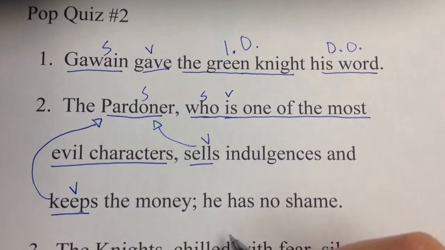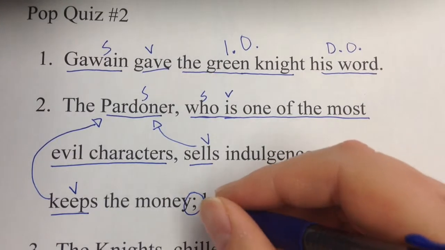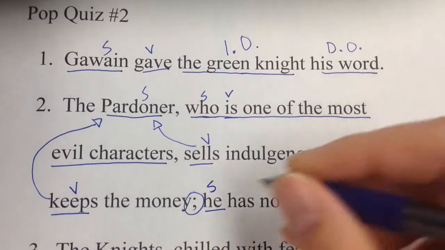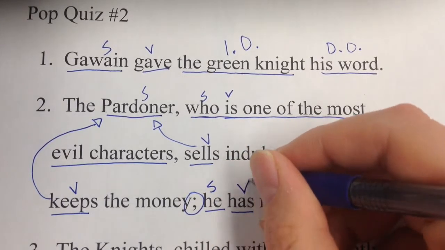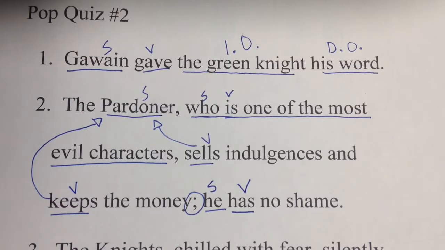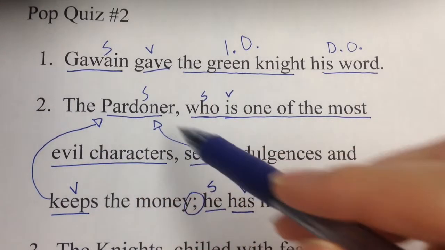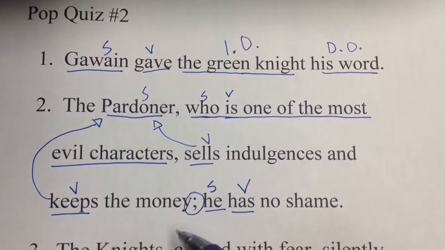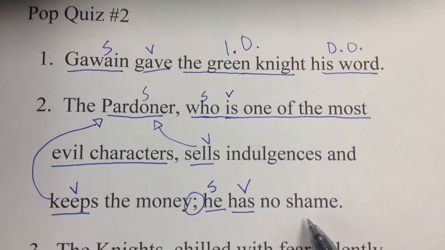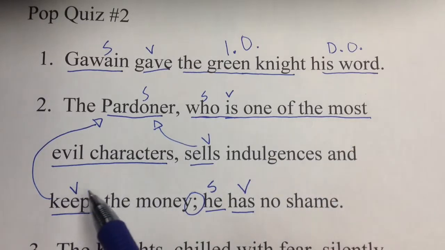And then here we have a semicolon, which is required. Or I could put a comma, fanboys, comma, and he has no shame, but I thought a semicolon would be better. Here's our 3rd subject and 4th verb. So anyway, what we have here is we have 2 independent clauses, 2 things that could stand alone. The partner sells indulgences and keeps the money. And then we have another one that could stand as a sentence, he has no shame. And then we have something with a subject and a verb that can't stand alone, who is one of the most evil characters.